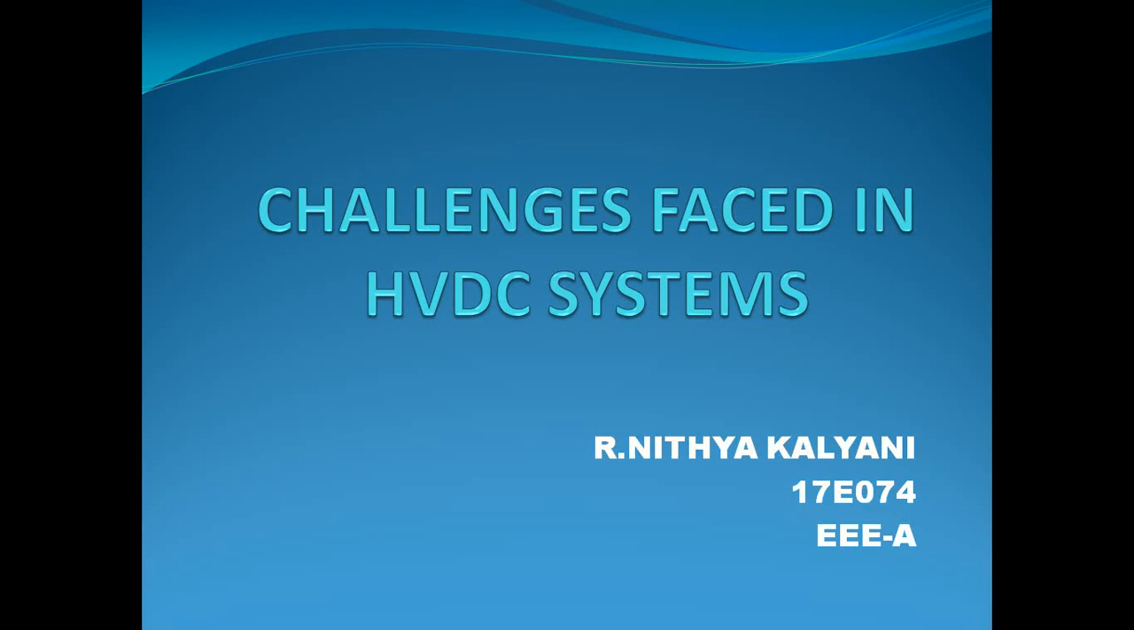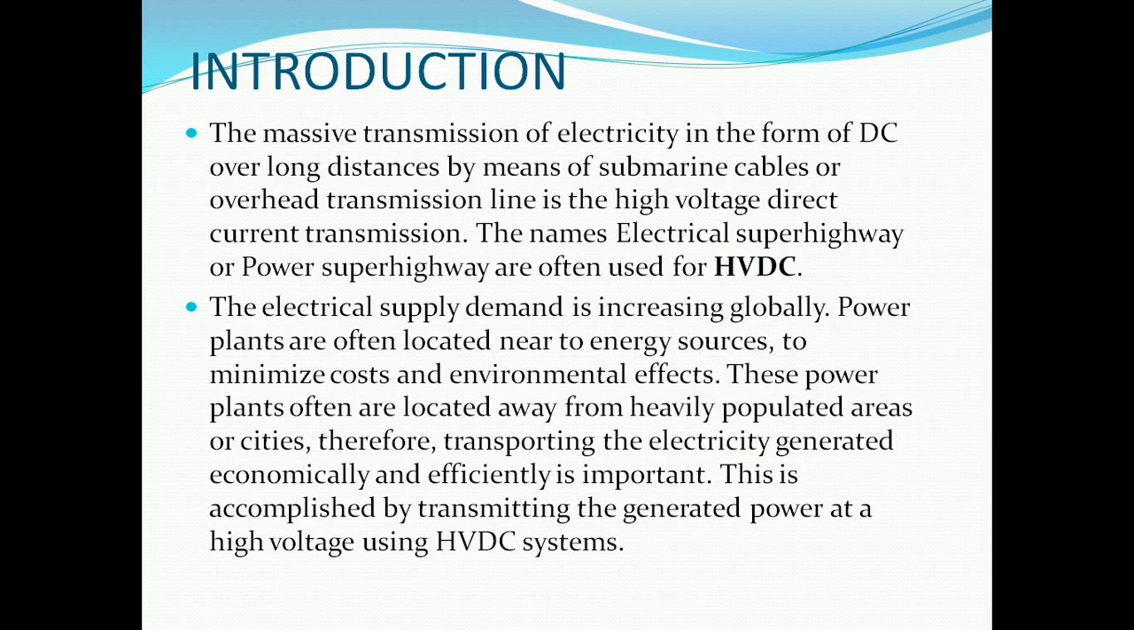The topic I'm going to talk about today is challenges faced in HVDC system. Let us start from the beginning. What is an HVDC system? It is a system which is used for massive transmission of electricity in the form of DC current over long distances by using UG cables or overhead transmission lines. Names such as electrical superhighway or power superhighway are often used to describe it.